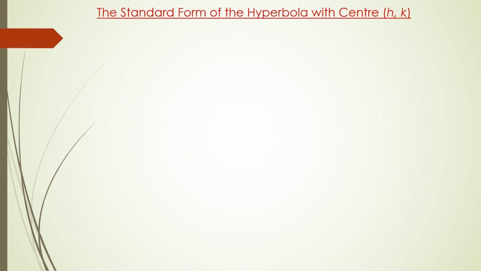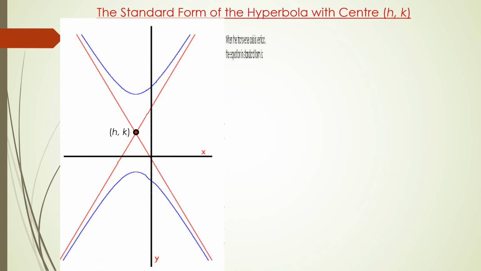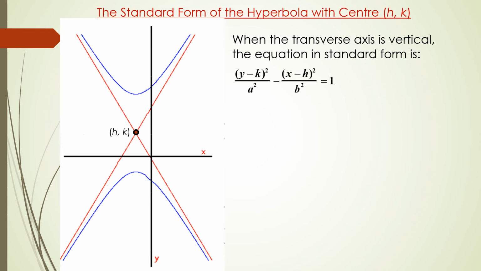Okay, next, let's talk about the standard form of the hyperbola with center at (h, k). So, center at (h, k), it is no longer (0, 0). Of course, the partner of y is k, the partner of x is h. Again, if y squared comes first and is positive, before the minus sign, meaning it is opening upward or downward. Now, the center (h, k), h comes before k. It is no longer (0, 0).